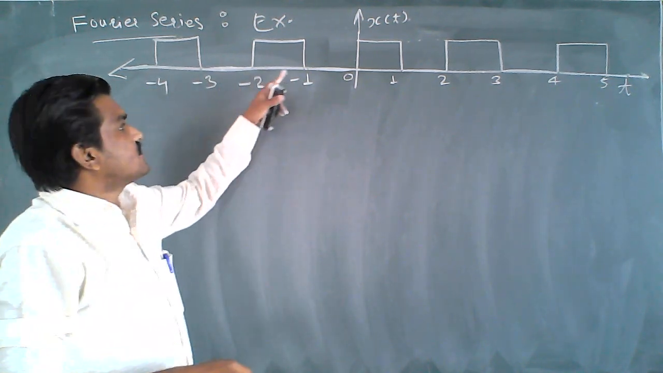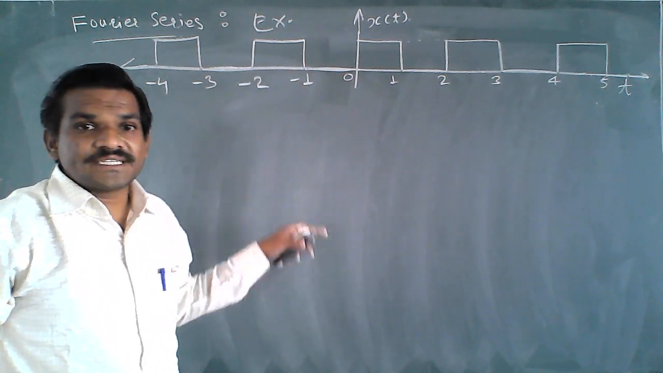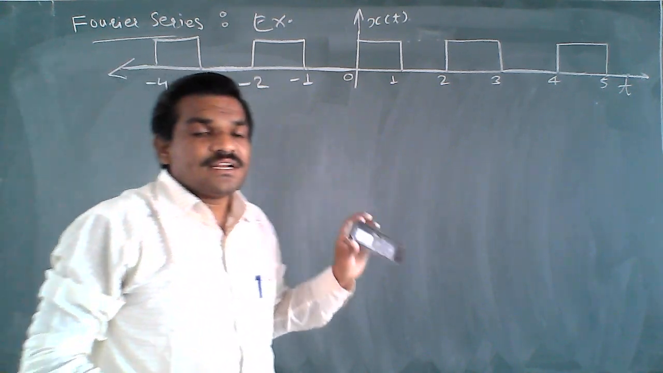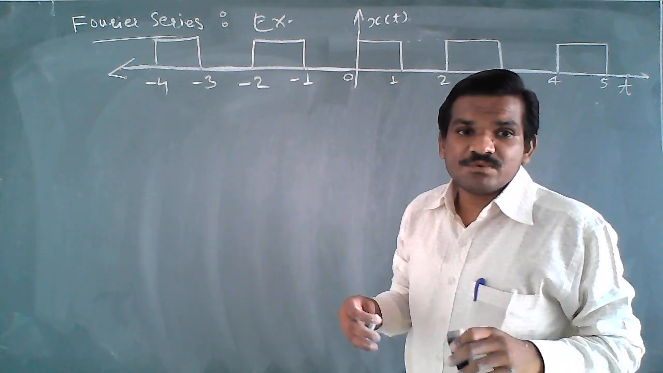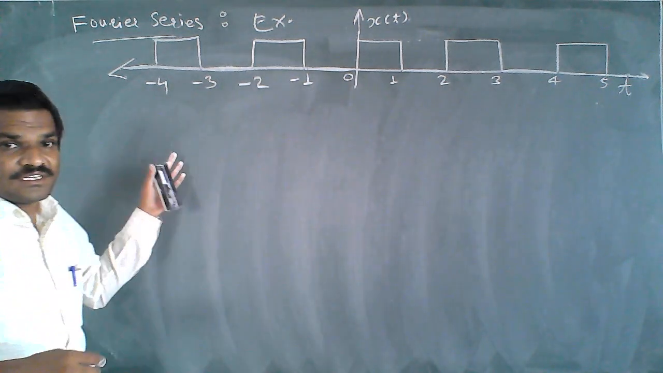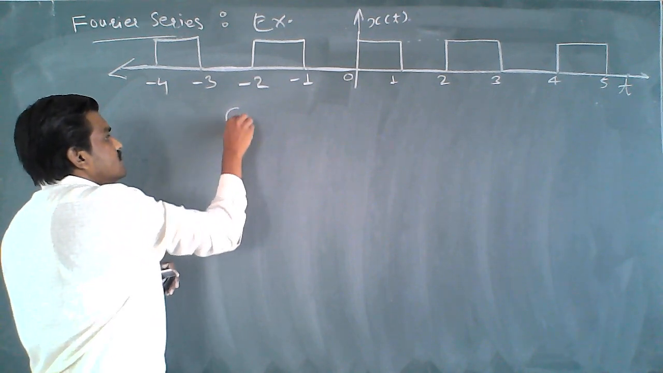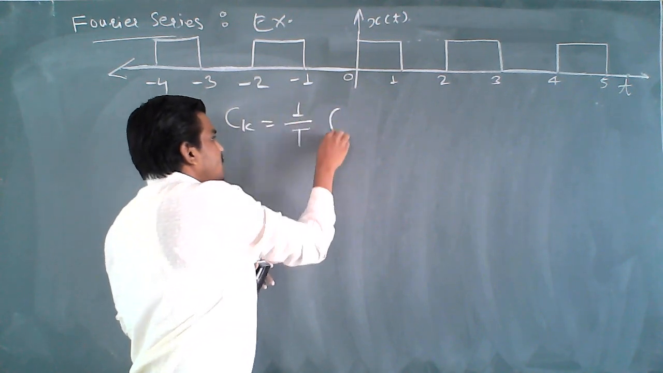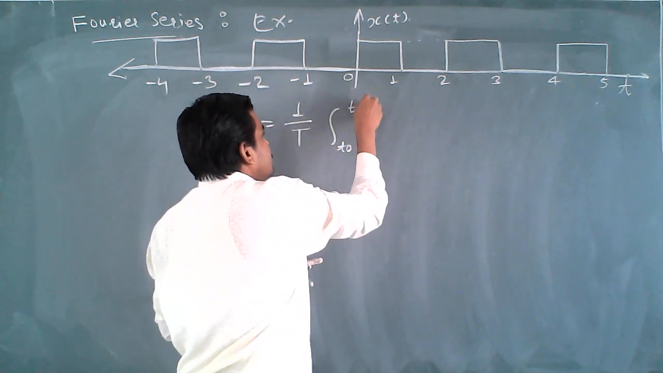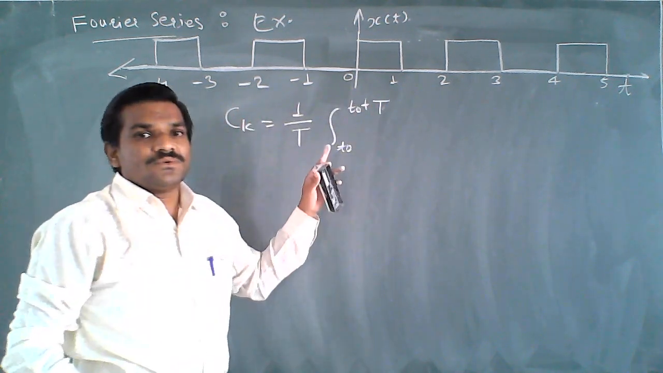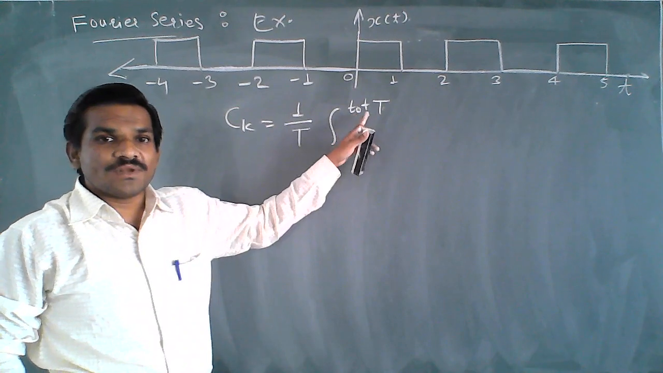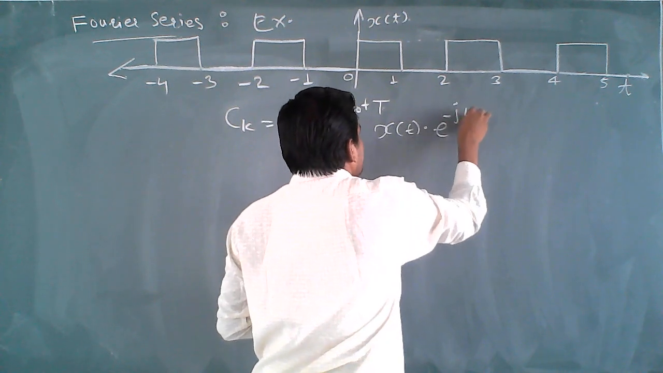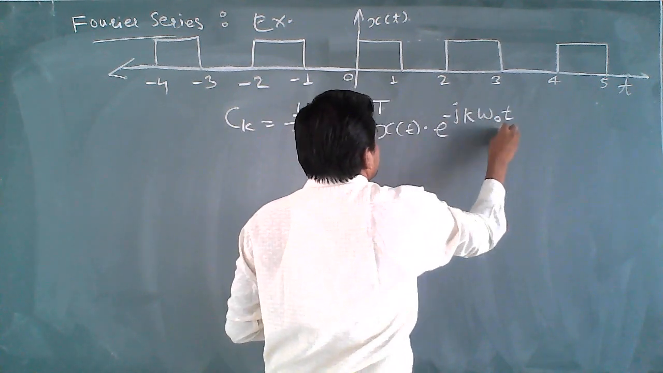So x of t has been given, or you can say a rectangular pulse has been given, and you have to find out the Fourier coefficient. As I told you, I will compute the exponential coefficient, that is ck. So I will write that ck is equal to, so what is the formula? Ck is nothing but 1 by capital T times the integration over a complete period, from t0 to t0 plus T, of x of t into e to the power minus j k omega 0 t into dt.